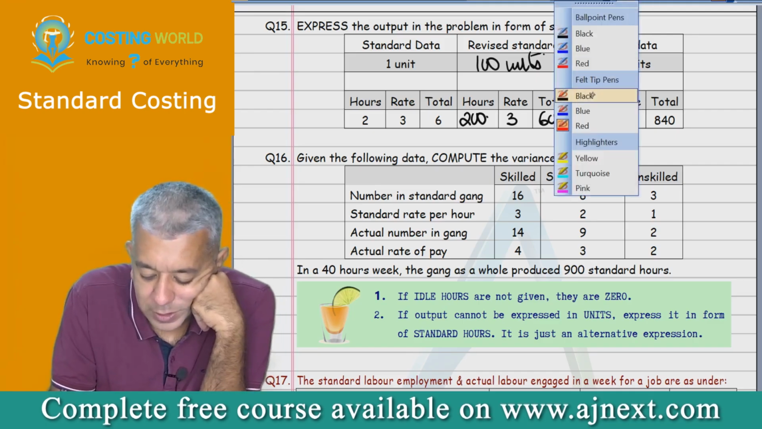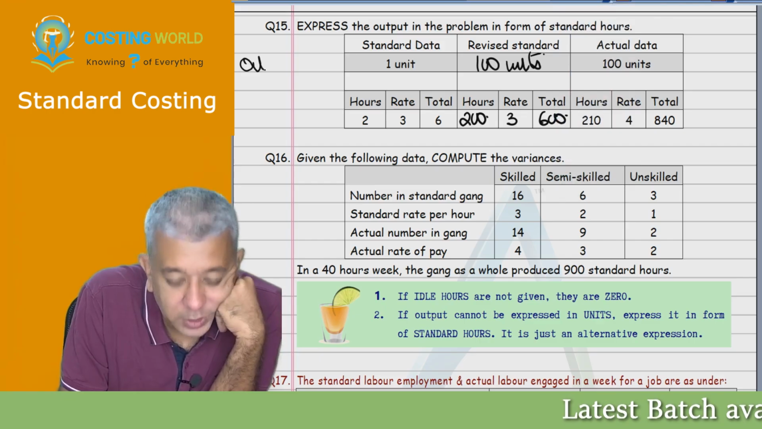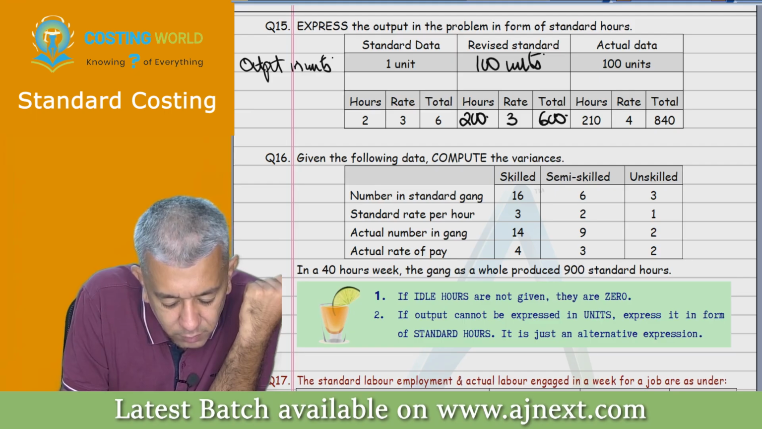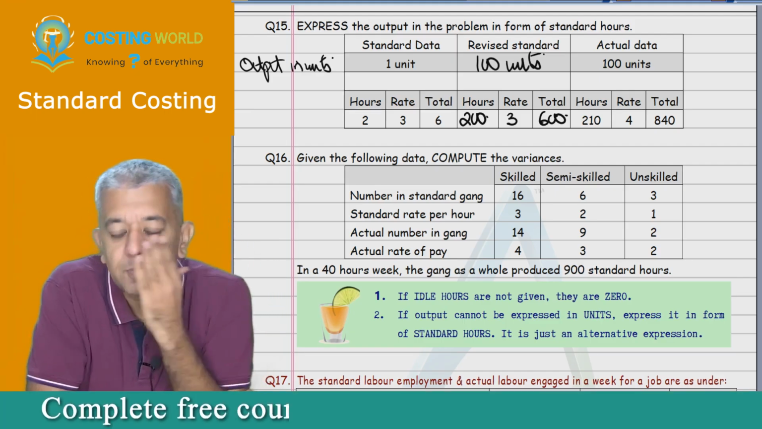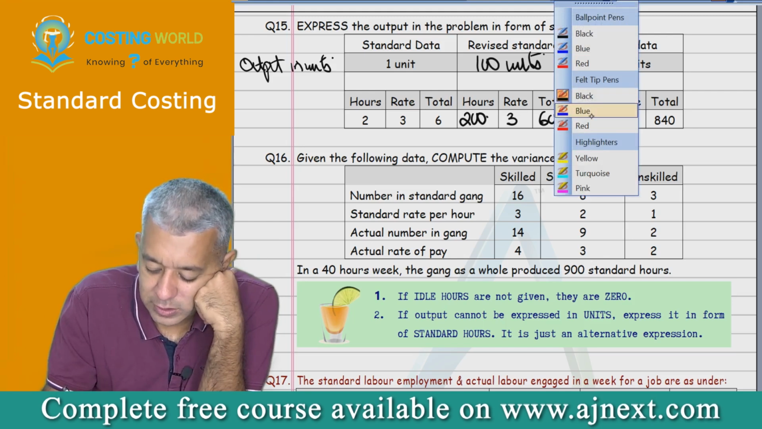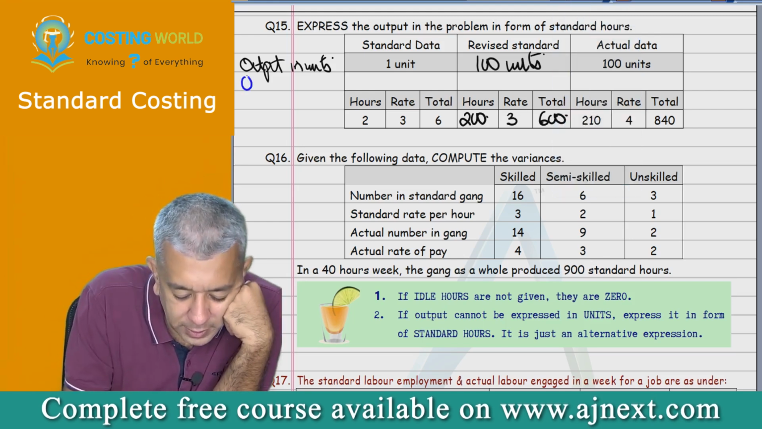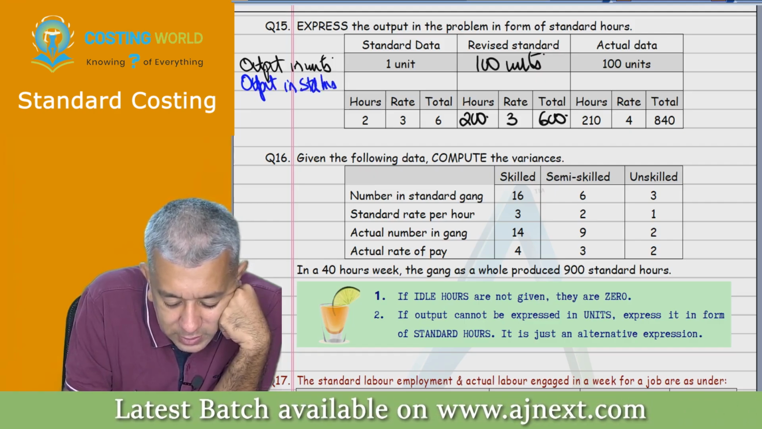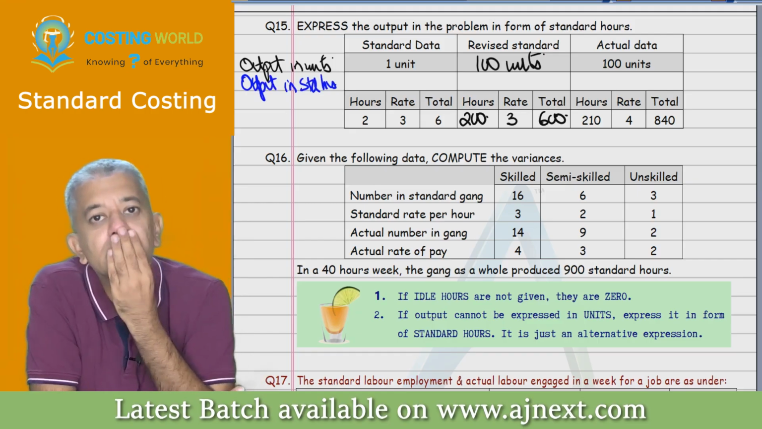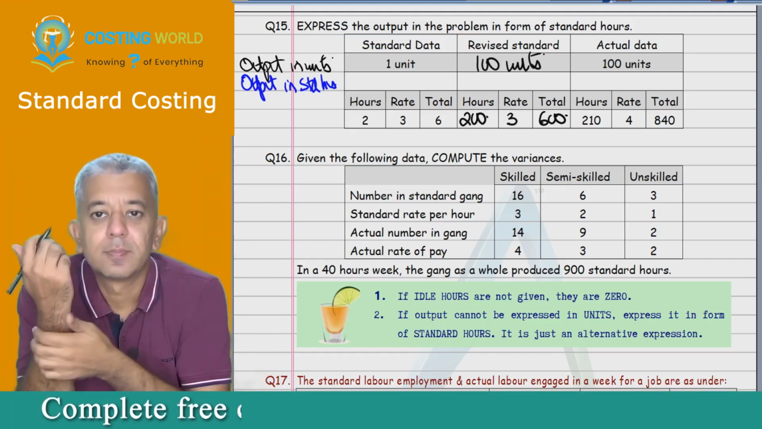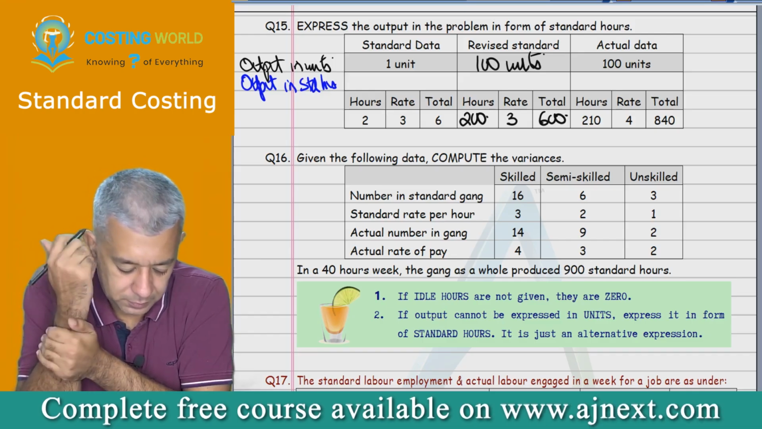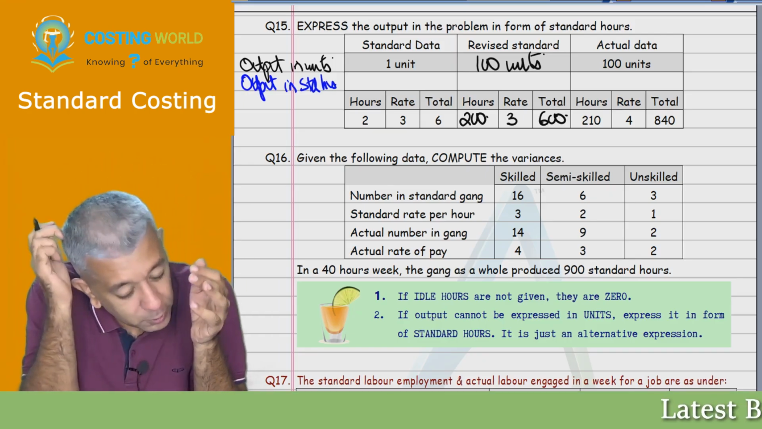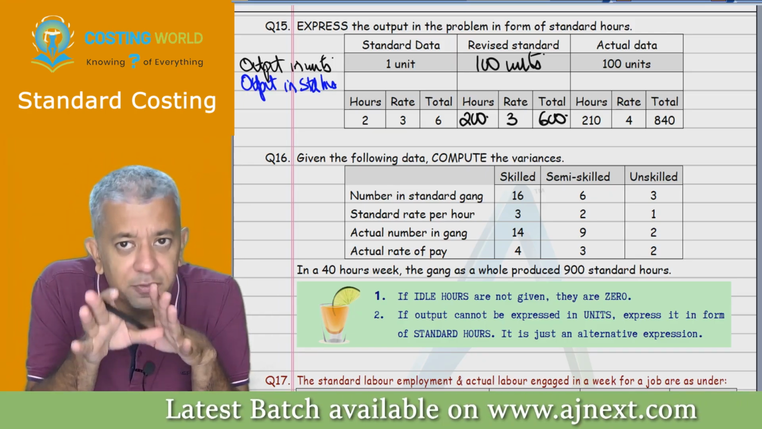So, you will do one thing. Listen. Write down over here in your textbook itself: output in units. Below that, write down the thing that I am interested in now: output in standard hours. Now see, what do you mean by output in standard hours? Now I'll try to speak this particular thing as slowly as possible. Try to get it in the first instance, it'll be better.